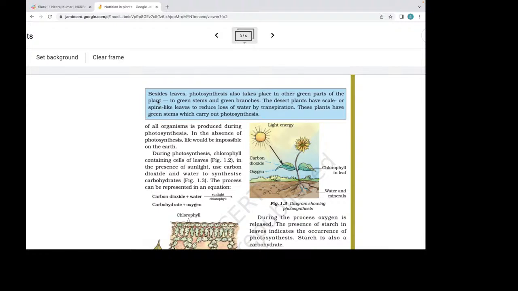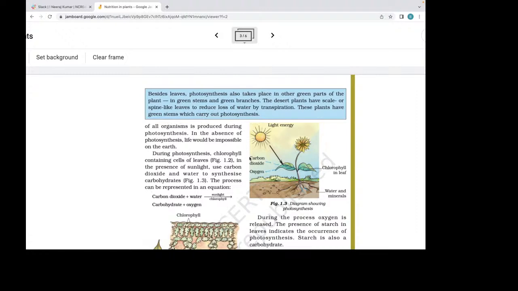Also, let's read this. Besides leaves, photosynthesis also takes place in other green parts of the plants, in green stems and green branches. The desert plants have scale or spine-like leaves to reduce loss of water by transpiration. These plants have green stems which carry out photosynthesis.